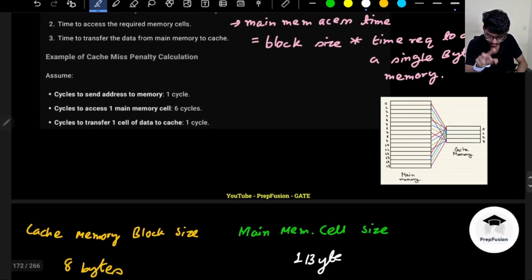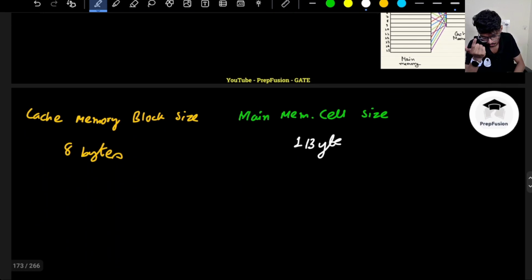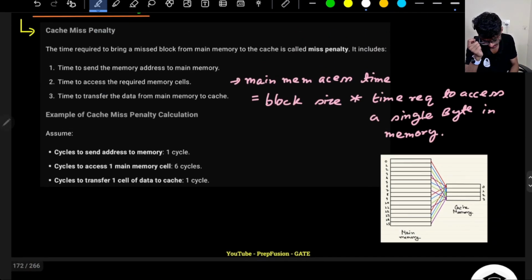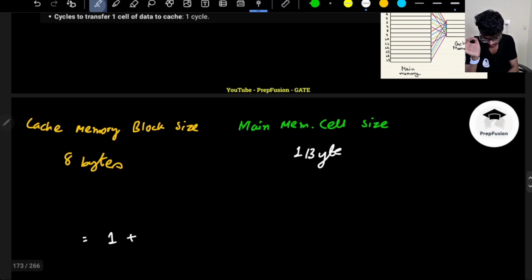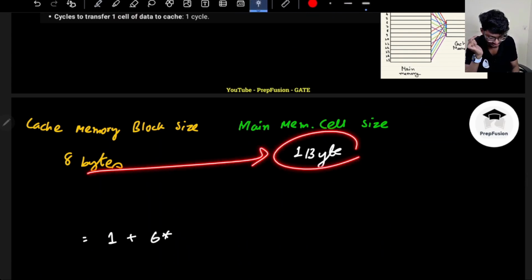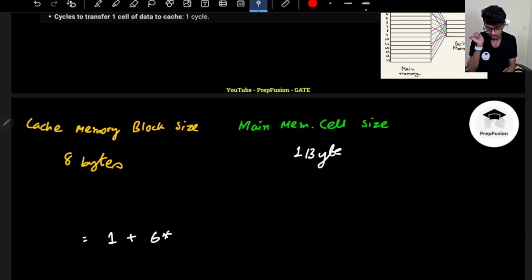To send the address of the main memory, it will only consume 1 cycle. Plus, to access one main memory cell, it takes me 6 cycles. But actually how many main memory cells do I need to access? Because I want to do transfers in blocks, right? So I have to access 8 main memory cells, because each cell is 1 byte and I have to transfer the whole 8 bytes. To access one main memory cell it takes 6 cycles, so to access 8 main memory cells, it will take 6 into 8, that is 48 cycles.